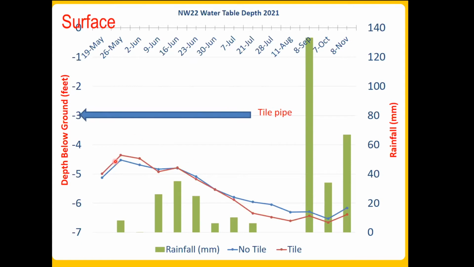So as you can see, both of them were below the tile pipe, which means the tile did not run at all in 2021. But you can also see that the water table actually, as the season went on, the soybean was pulling that water. The water table still dropped quite a bit.